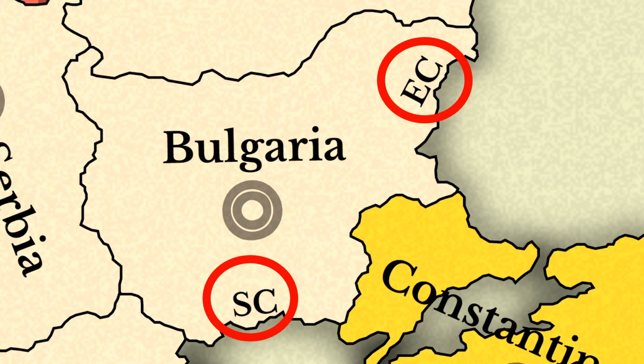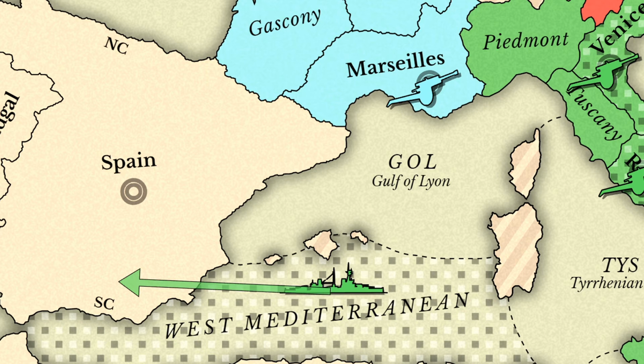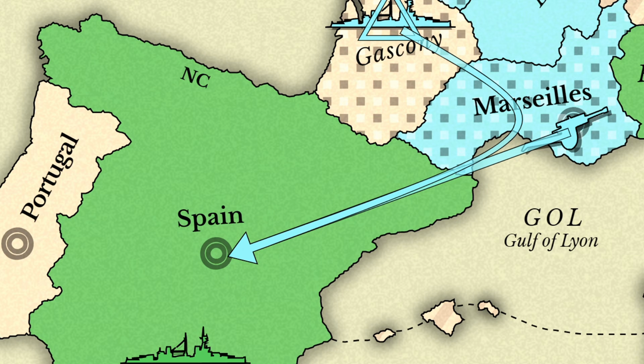Some spaces have two coasts, like Bulgaria, Spain, and St. Petersburg. A fleet that enters one of these provinces along one coast occupies the whole province, but cannot skip over to the other coast. They have to either move to an adjacent sea space or to a coastal province that is adjacent to that coast. Fleets can also support an attack into one of these provinces from any adjacent coast.